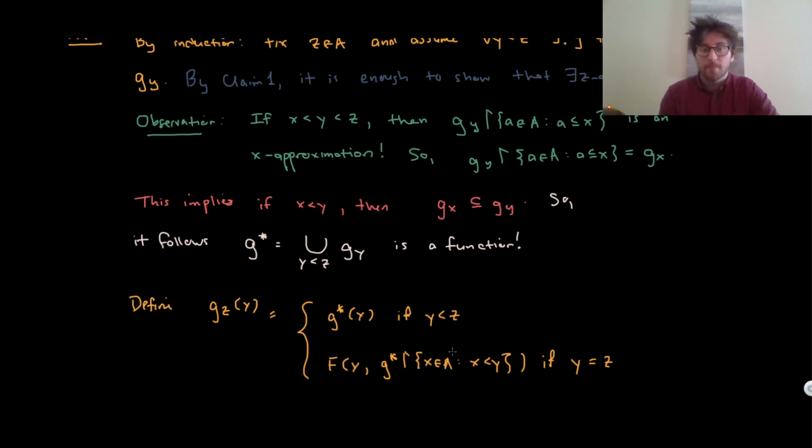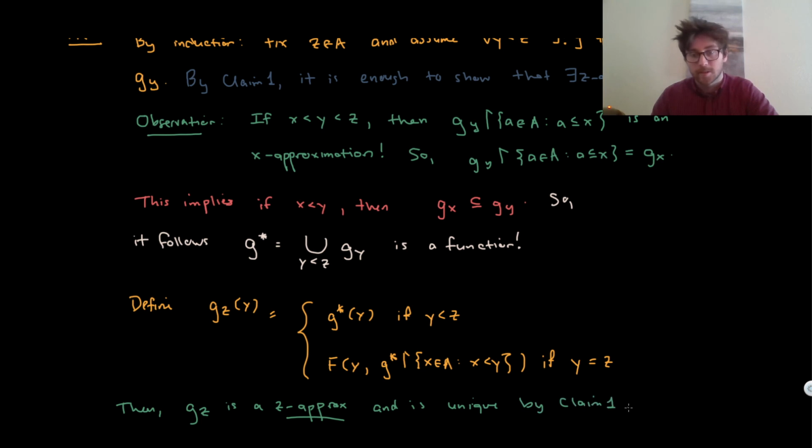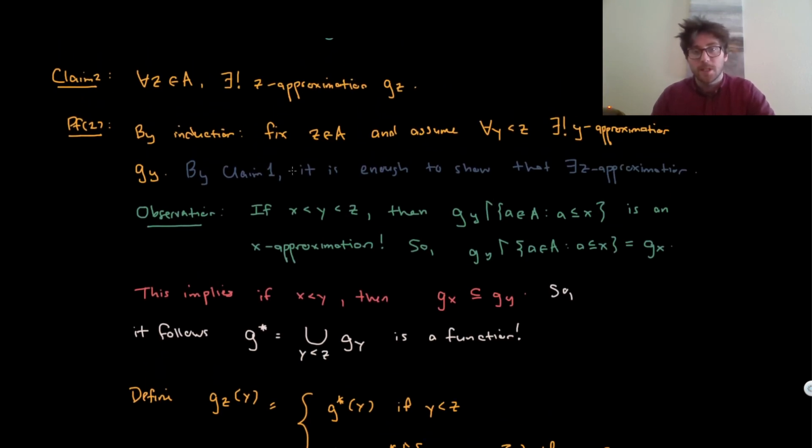Well, by definition, almost. Maybe you have to check formally to see if it works out, but g sub z is a z approximation. And by claim 1, it's a z approximation, so it has to be unique. So then g sub z is a z approximation, and is unique, by claim 1. And I guess this is the proof of our second claim, right? Because we just argued by induction that if we took some z and we assume that there's a unique y approximation for everything that was less than z, then there's also a unique z approximation for z. So there's a unique approximation for z, which we call g sub z.